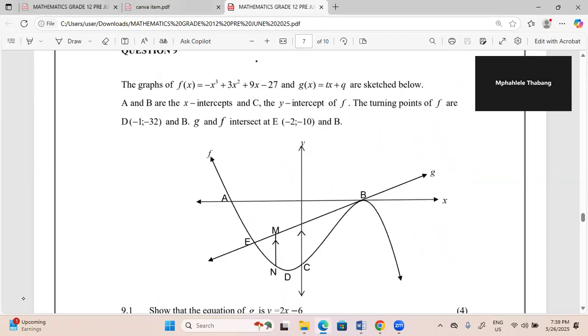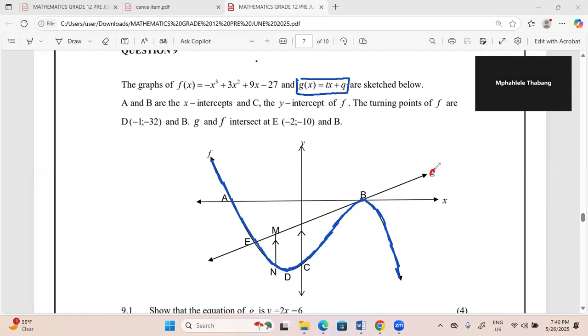Okay, the graph of f of x equals -x cubed plus 3x squared plus 9x minus 27. So here we are dealing with a cubic function. We can see that it has also been sketched. I'm going to represent my cubic function with a blue color. It's a cubic function. Okay, and g of x is equal to tx plus q.